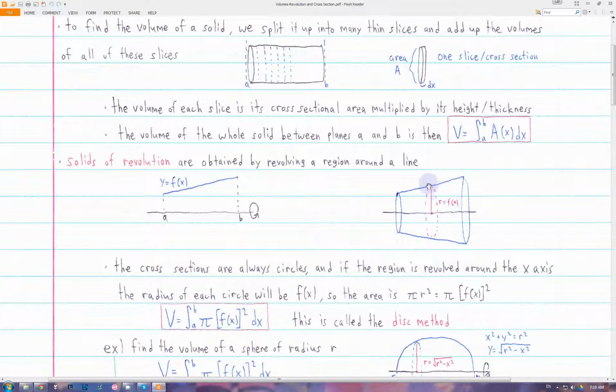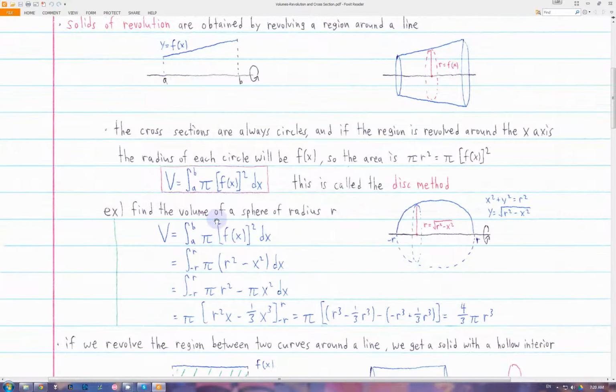And so then the volume of each of these slices is the area pi f of x squared times dx. And so for a solid of revolution around the x-axis, we just integrate from a to b of pi f of x squared dx. And this is called integration by disks. And well, you have to be careful because this is not always f of x. It's just whatever the radius of each cross-sectional circle is. So it depends on which line you revolve around.